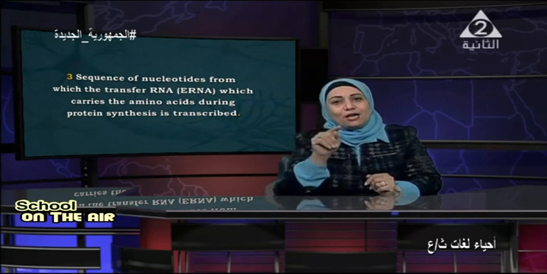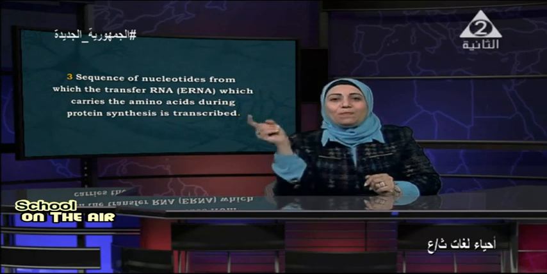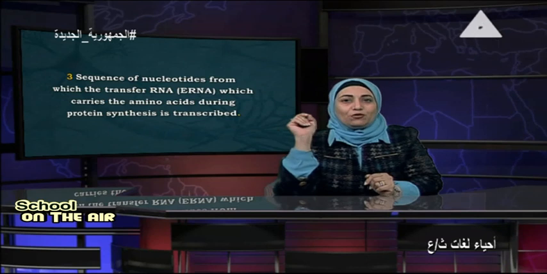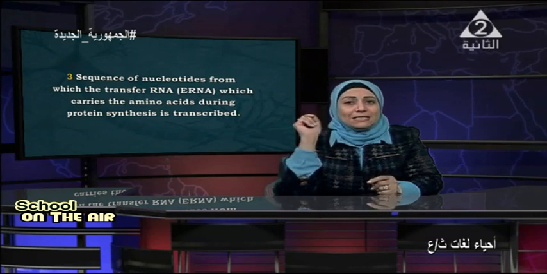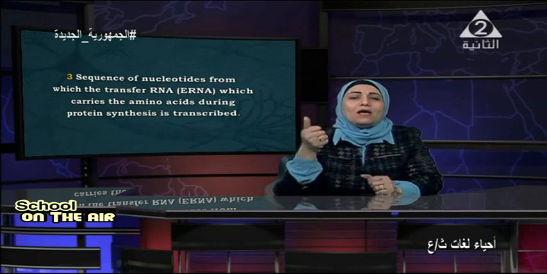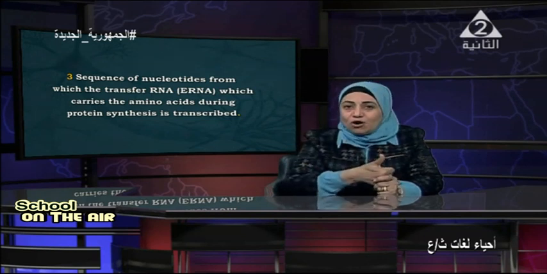It will go outside of the nucleus through the nuclear pores to the cytoplasm of the cell to form the protein inside the cytoplasm. What is the function of this protein? The protein inside the cytoplasm is responsible for, number one, formation of enzymes.